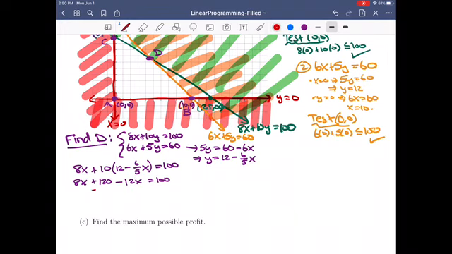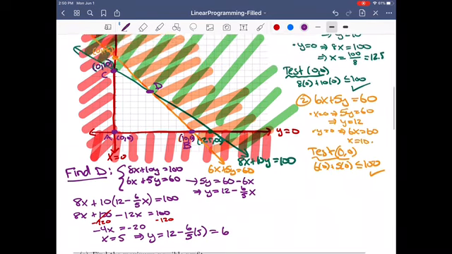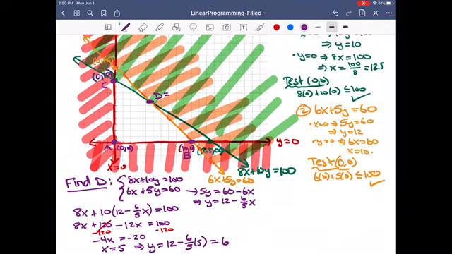Okay, so subtract 120 on both sides to get rid of that. I'm going to have minus 4x equals minus 20. So x is going to be 5, which means that y should be 12 minus 6 over 5 times 5. So 12 minus 6, which is 6. So the coordinates of corner point D are going to be 5, 6. 2, 3, 4, 5.